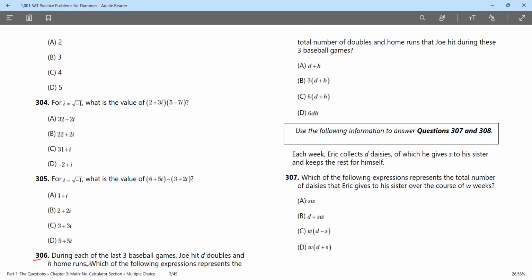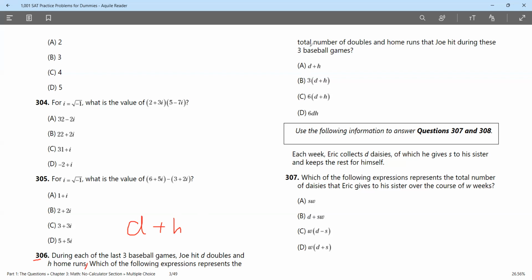Okay, if you see a full stop, just wait and try to form an expression for this phrase. Let's read it again. During each of the last 3 baseball games, Joe hit D doubles and H home runs. So in one game, he made D doubles and H home runs. So this is in one game.